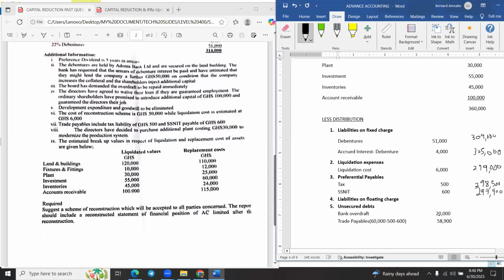So 20,000 from this should have given me 277,900. Then if you take 58,900 from it, there will be a balance of 219,000, right? 21,900. I'm just trying to say we are being guided. Because I've solved the question before, I would have gone straight. Do you have any other?